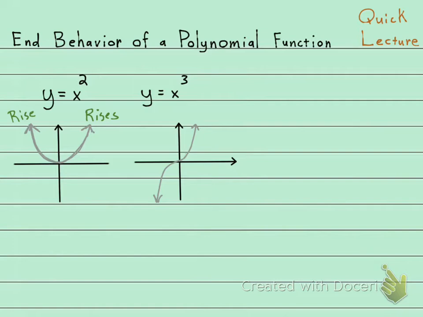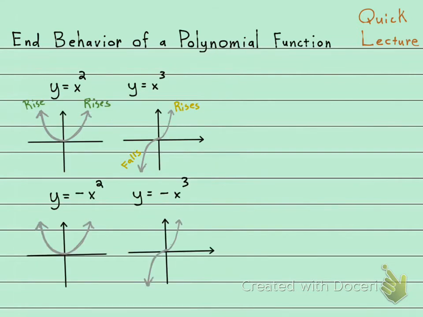Let's look at the next one. Right here, y equals x to the third. So this is an odd exponent. And when we follow this shape to the left, we see that it falls. So it falls to the left, and then we follow it to the right, and we see that to the right it rises. So an odd exponent with a positive coefficient is going to fall to the left and rise to the right.